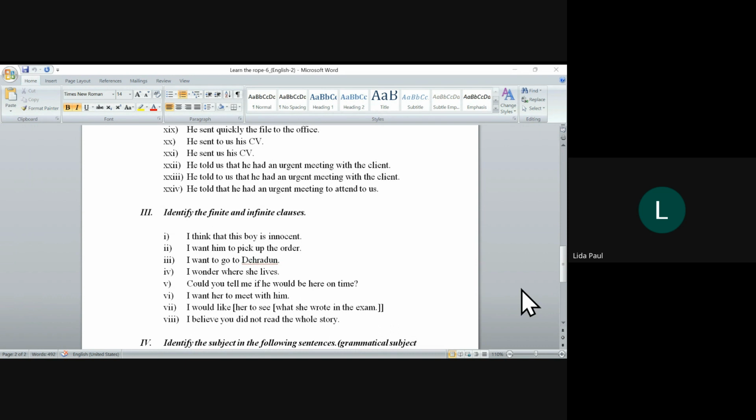Okay. Now, I believe you did not read the whole story. Finite or infinitive? This is finite, because you did not read the whole story. It has a tense. It's in past tense. Hence, this is a finite subordinate clause. Okay. So the remaining part is on the subject and that clause, which will continue in the next class along with the question tags.